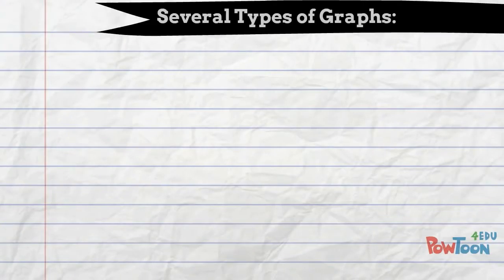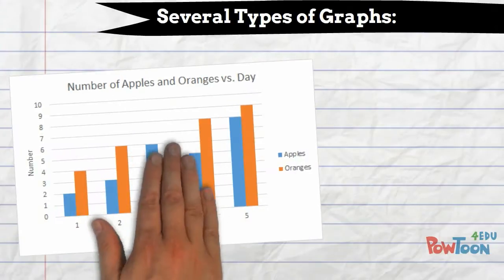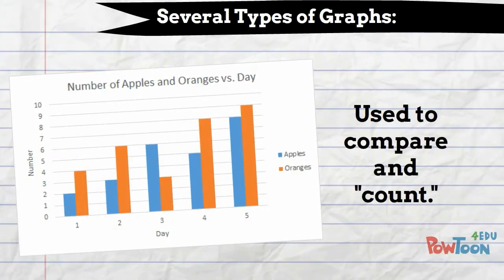There are several types of graphs. Here is a quick overview. Bar graph, used to compare trials or to count. This is the best choice if your independent variable is not numerical.